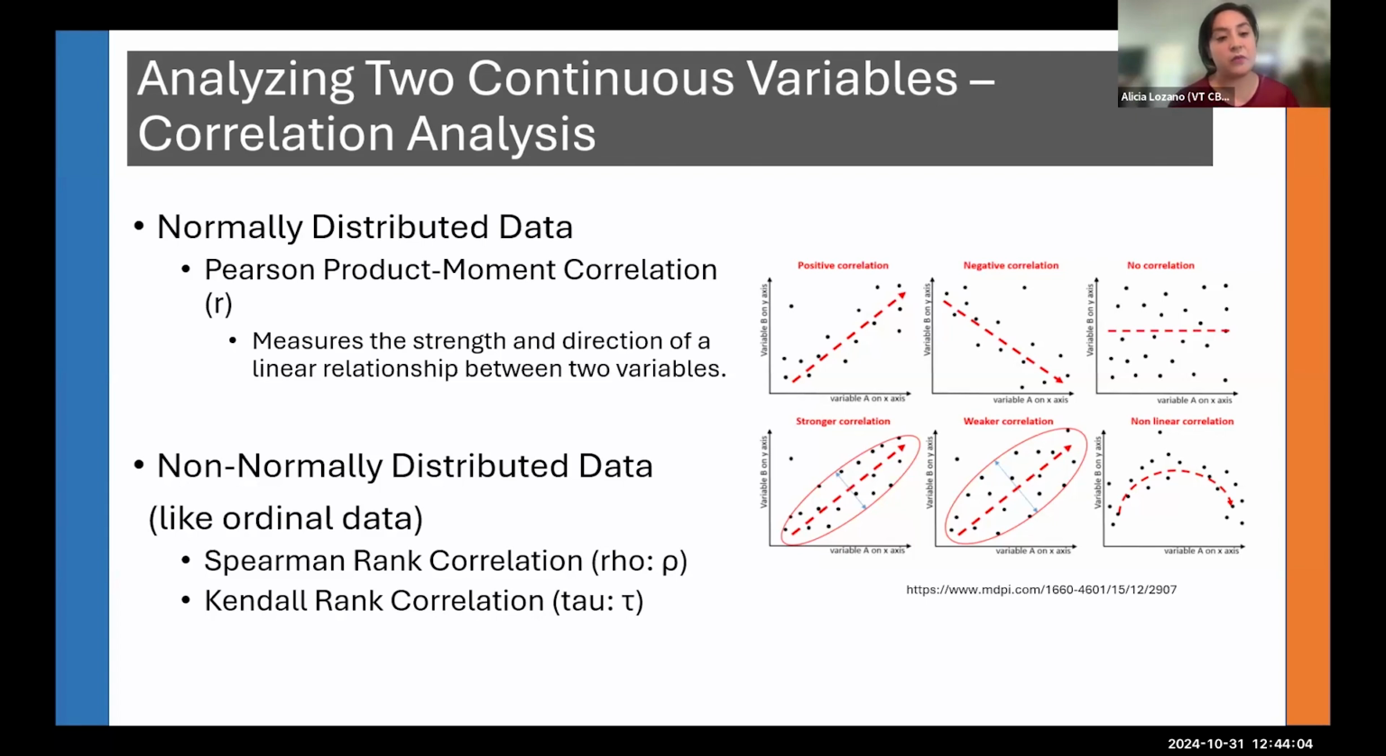And so in cases where you don't have normally distributed data and you're looking to analyze the correlation between two continuous variables, or at least one of them is not normally distributed, you would want to use either a Spearman rank correlation or a Kendall rank correlation, which is a tau. So you have your rho and your tau here, and these are computed a bit differently as they rely on a ranking of values as opposed to the methods that are used for Pearson.